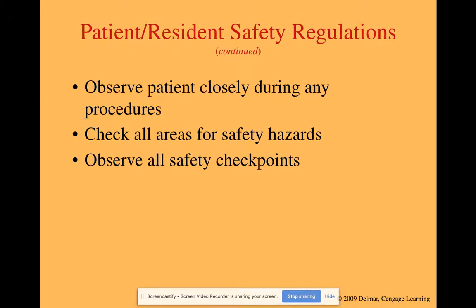Also, repeat their name at least twice so that they don't misunderstand you when you repeat it back to them. Okay? Check the name on the patient's bed or record. Double check that the person that states their name is the person that should be in that room, that should be getting that medication or procedure.